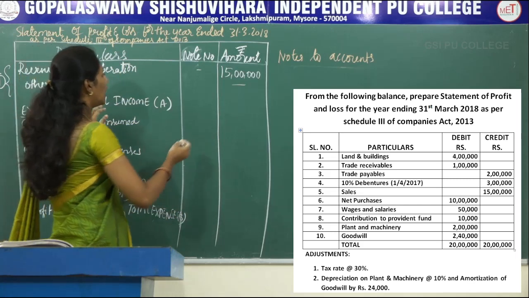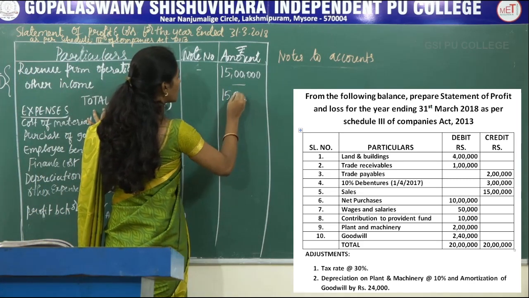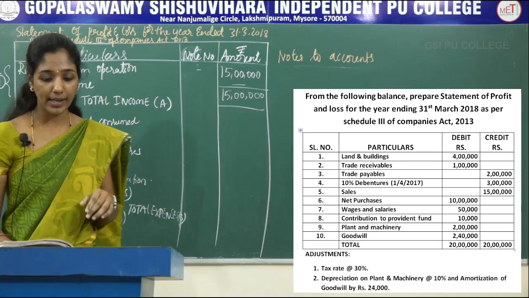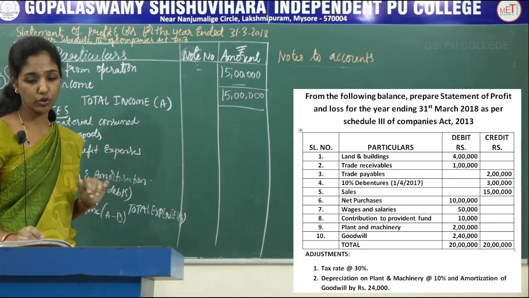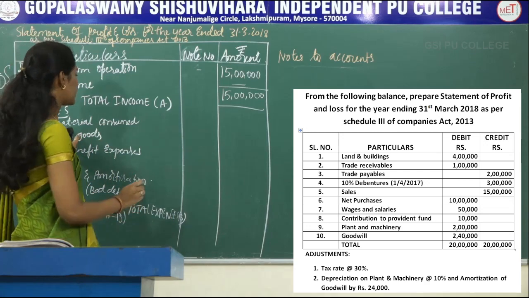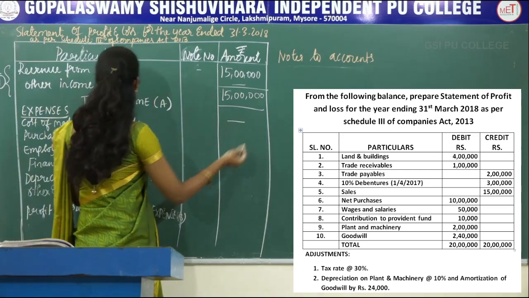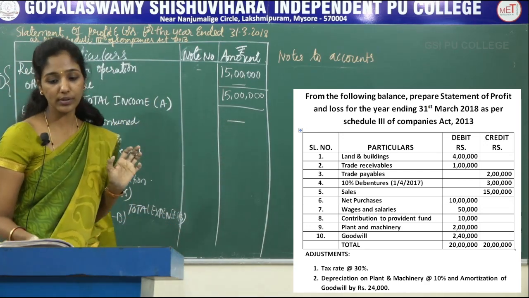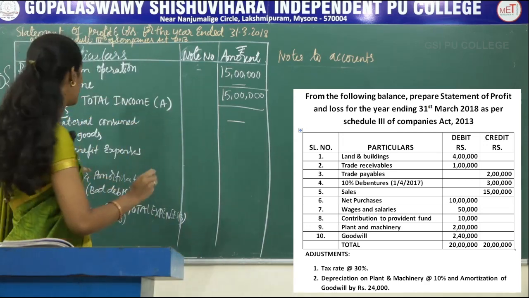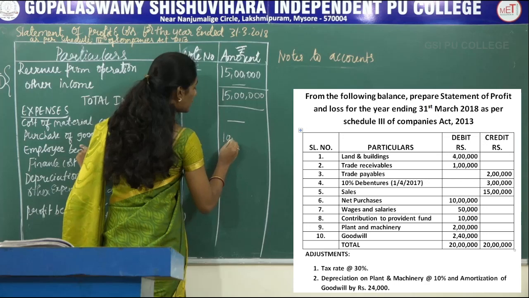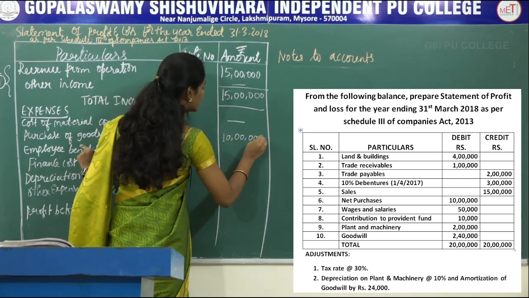So now the total income was rupees 15 lakh. Next, come to the expenses. Cost of material consumed. There is no cost of material consumed in your problem, leave it as blank. Any purchase of goods? Yes, they have given net purchases of rupees 10 lakh. So write it in the amount column directly, rupees 10 lakh.